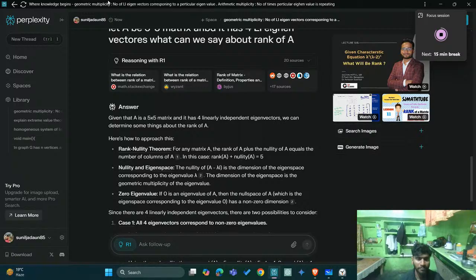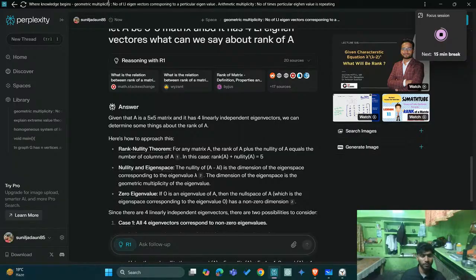What does nullity define? Nullity defines the number of linearly independent solutions. The number of linearly independent eigenvectors defines the geometric multiplicity, and the geometric multiplicity defines the eigenspace. The dimension of the eigenspace is the geometric multiplicity of the eigenvalue.